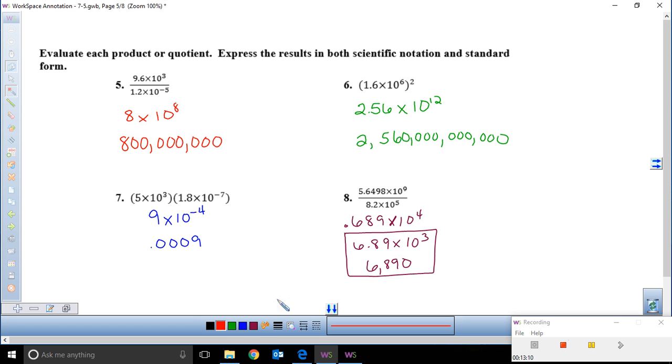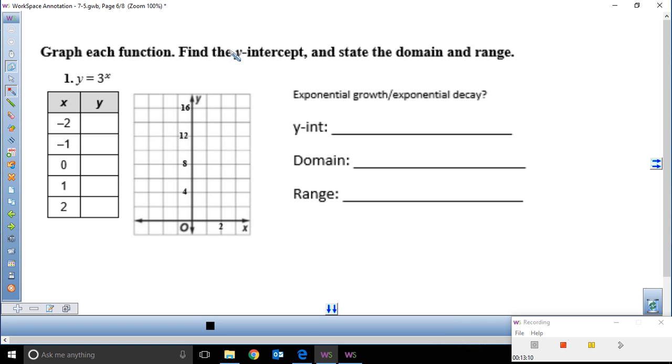Now, what I'd like you to do is get out your homework, and we're going to do the first couple of problems together. So on your homework, on number 1, it says graph each function, find the y-intercept, and state the domain and range. This is just like we did on number 1 and number 2 on the front side of our practice. So what I want you to do is pause the video, and please just do number 1 on your own.